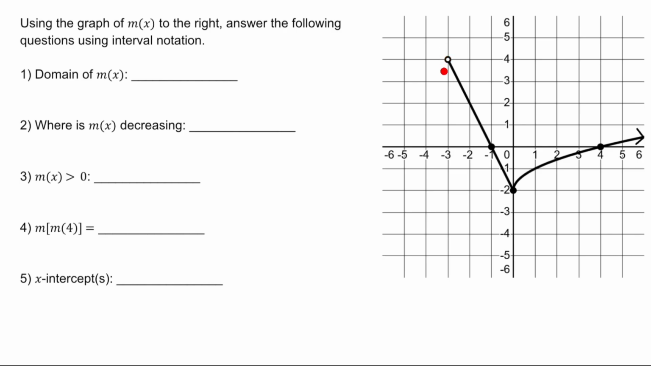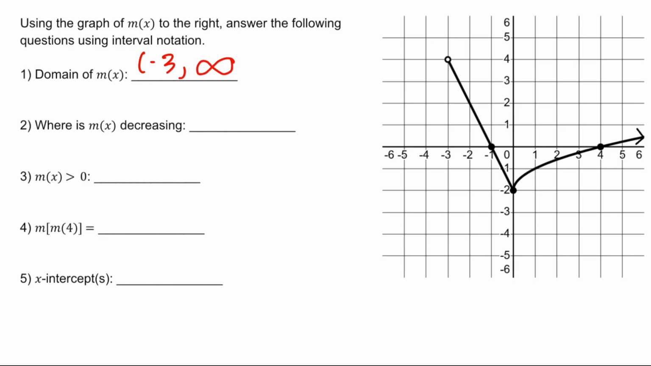Would we use parentheses or brackets for -3? Well, we have this open hole, remember? Like on the first slide, this would be exclusive. So we would start with parentheses, -3, comma, and then where do we end to the right with our domain? Well, we don't actually end, right? This arrow is implying that we're extending indefinitely to positive infinity. So we would write infinity.